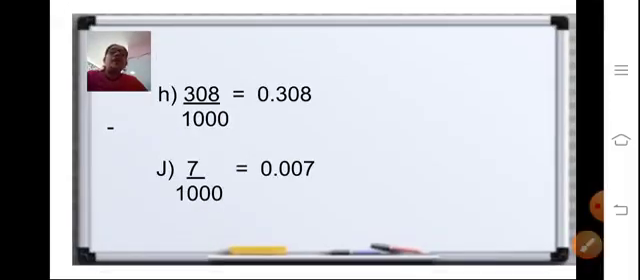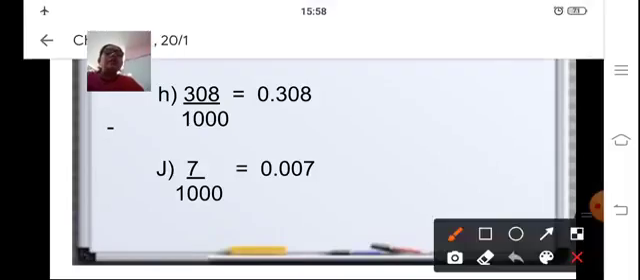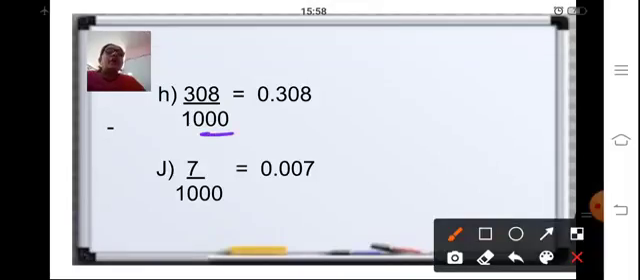Next sum is 308 upon 1000. Again, here 1000 has got 3 places, that is 3 zeros. So 8, 0 and 3. So you already got 3 places. So put a decimal point and then put a 0.